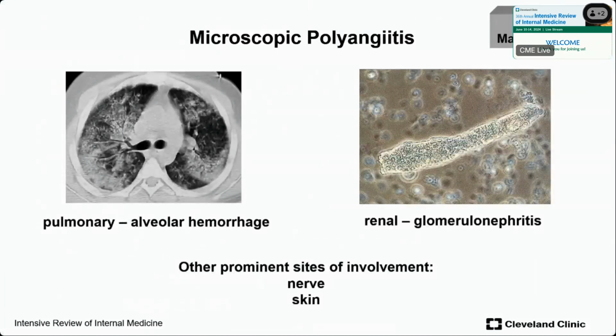This is very much a disease that is within the spectrum of the pulmonary renal diseases, in which we can see alveolar hemorrhage and glomerulonephritis, but there are also prominent sites of involvement, particularly including the nerve and the skin.